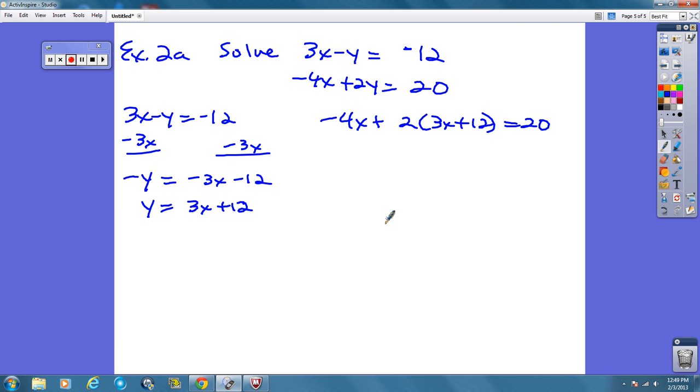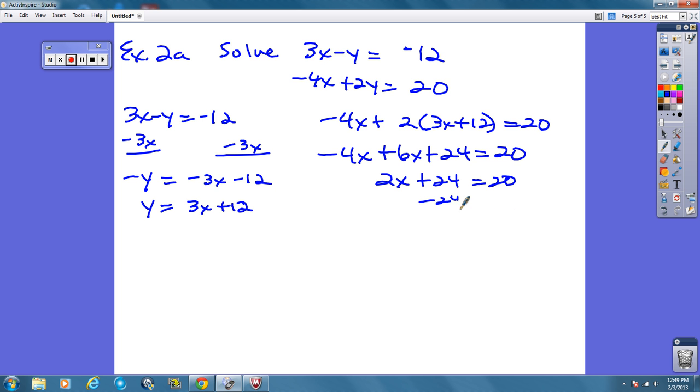And now we're just going to simplify and solve for x. You should notice this is very similar to what we've been doing on the daily check. Hopefully with that and this, it just helps those get so much better. So we're going to have -4x plus 6x plus 24 equals 20. So we're going to have 2x plus 24, that's x, equals 20.